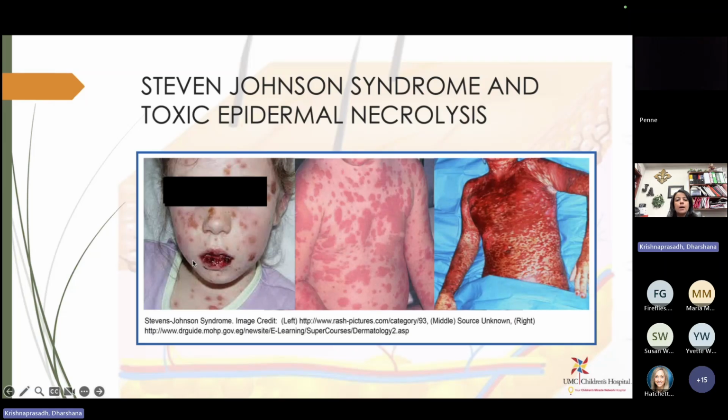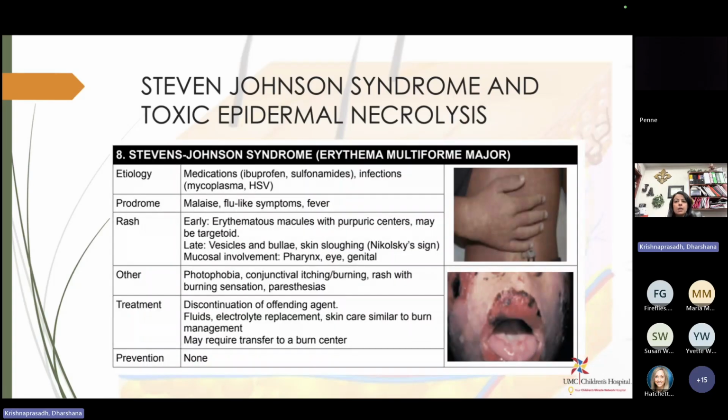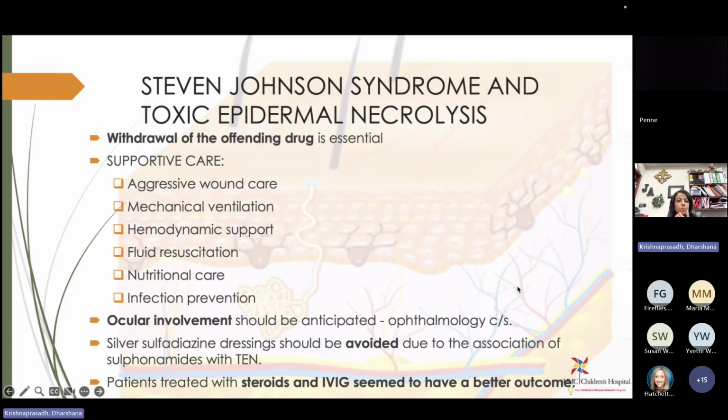Stevens-Johnson syndrome may have minimal mucosal involvement, and the more mucosal involvement occurs, it can be more consistent with toxic epidermal necrolysis. Again, early symptoms, you can have a nonspecific rash. Later they can transition into vesicles or bullae as well. You can have the positive Nikolsky sign. They can have mucosal involvement. Obviously, discontinuing the offending agent is the key. Fluid replacement, IV fluids, similar to what burn management would be. Aggressive fluid hydration, nutritional care.